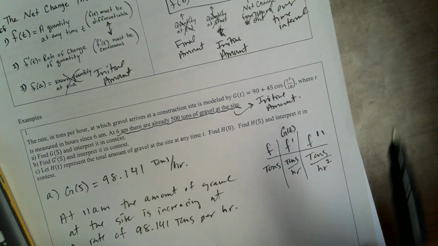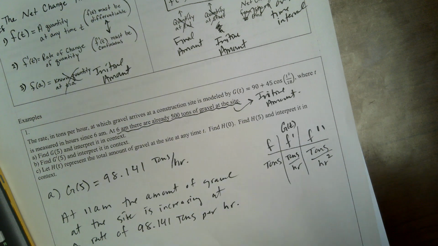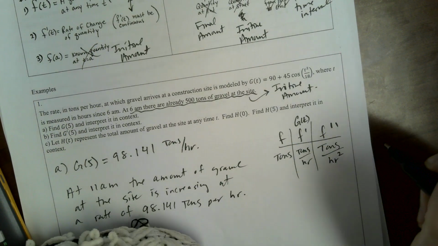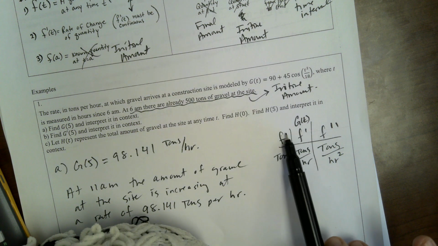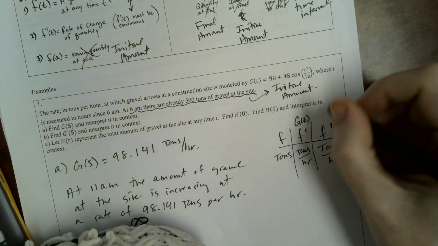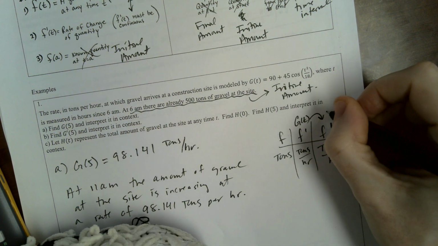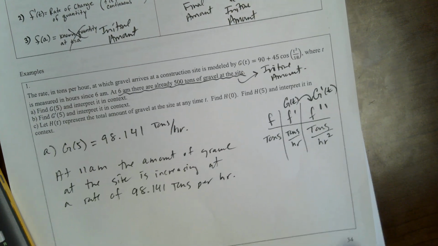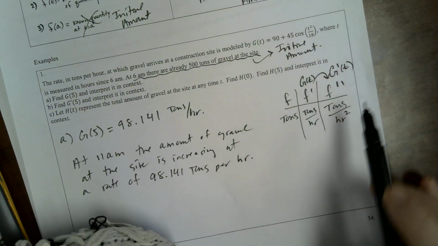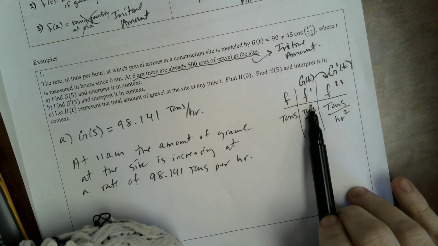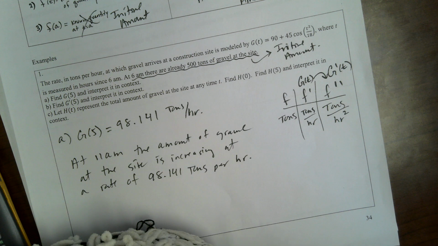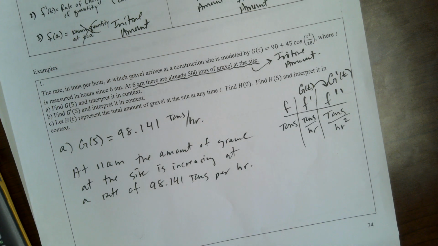Now we're going to find G prime of 5 and interpret it in context. So guys, G prime of 5, we're doing IROC, the derivative of G at 5. If you do IROC, you move over 1 in the derivative sequence. So G prime of T is over here. This is going to be the rate of change of the rate of change. So its units are going to be tons per hour per hour, or tons per hour squared.